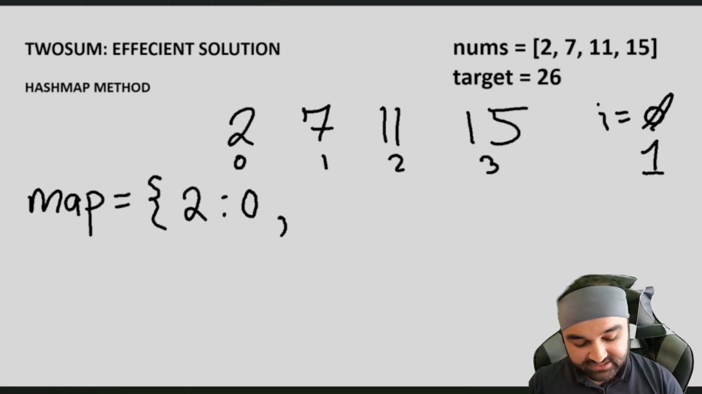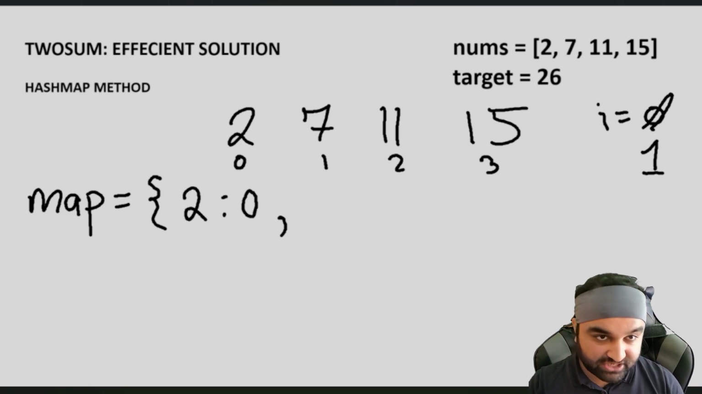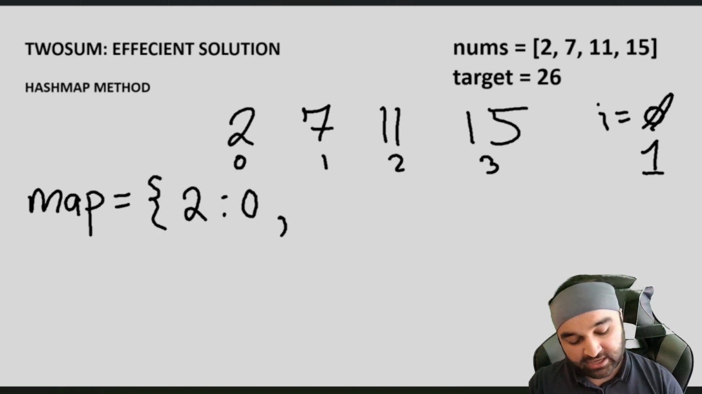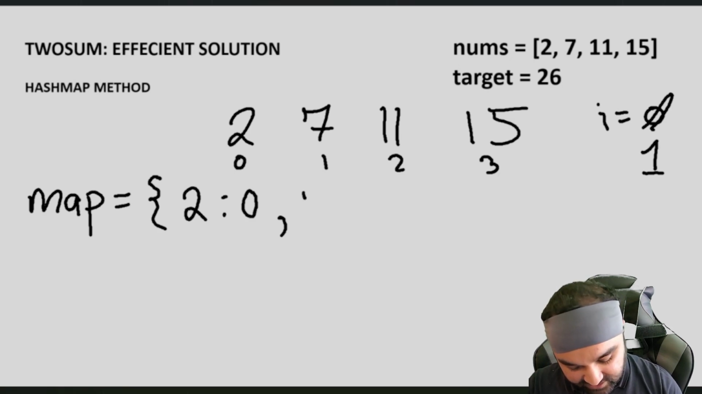We check to see if the complement value is in there for 7. So obviously we're going to check 26 minus 7. 26 minus 7 is 19. 19 is not already in there. We only have a 2 in there. So we can go ahead and add the 7, the item and its index.